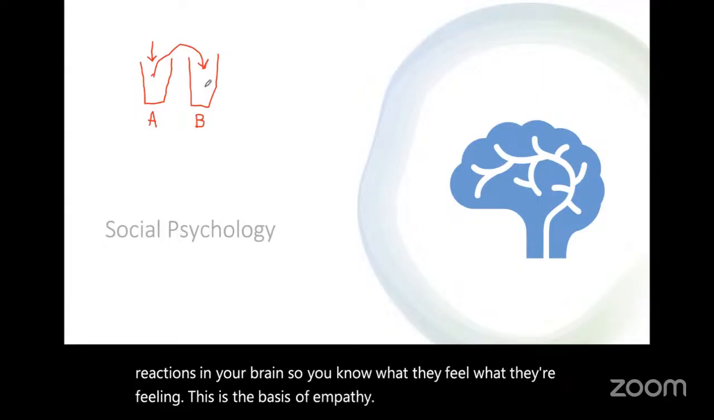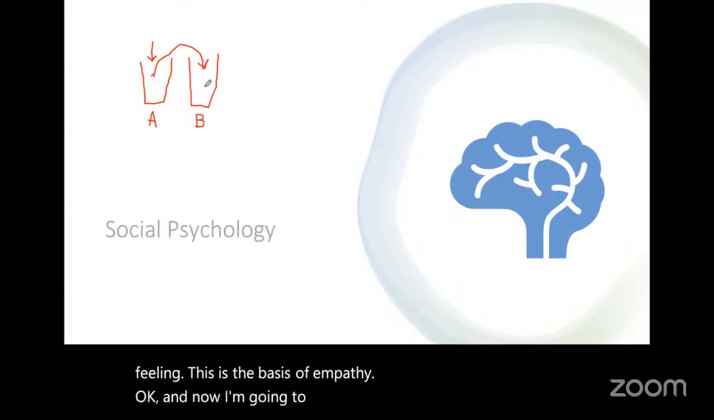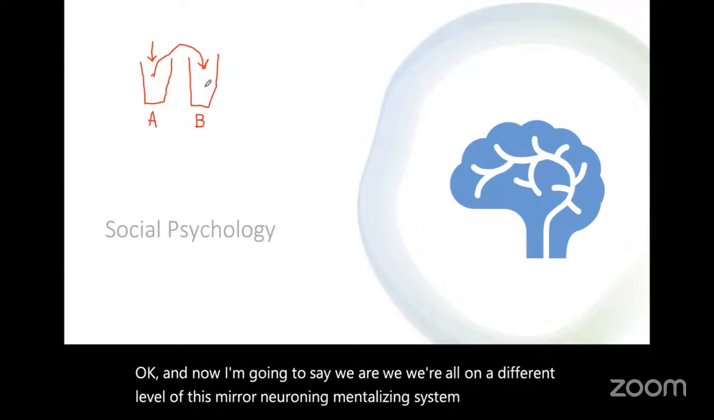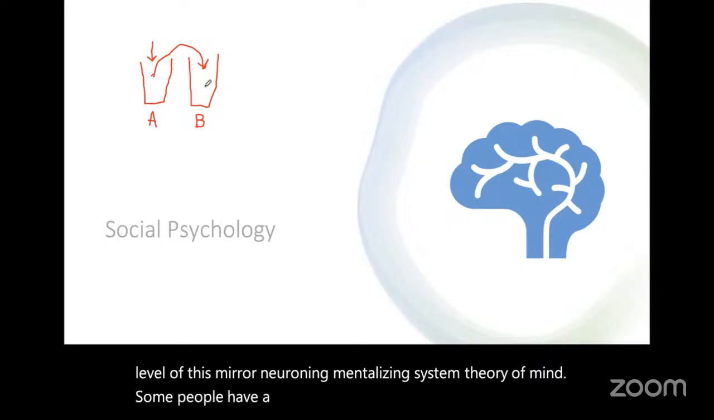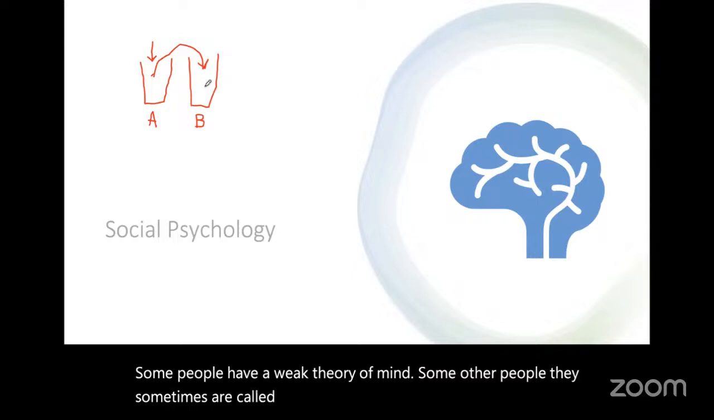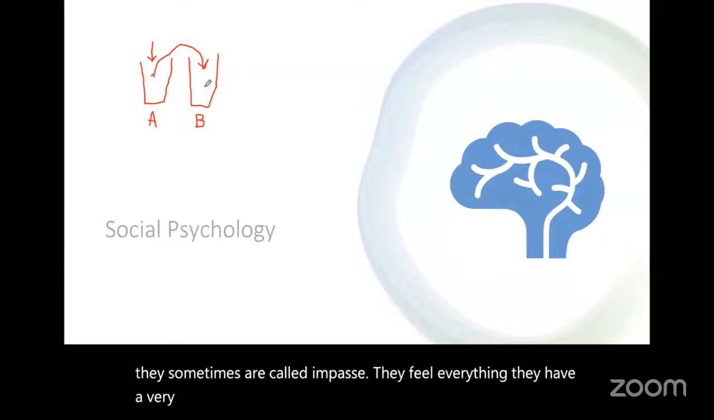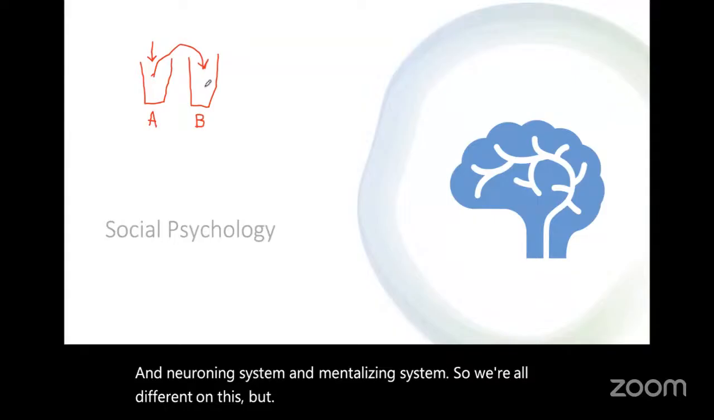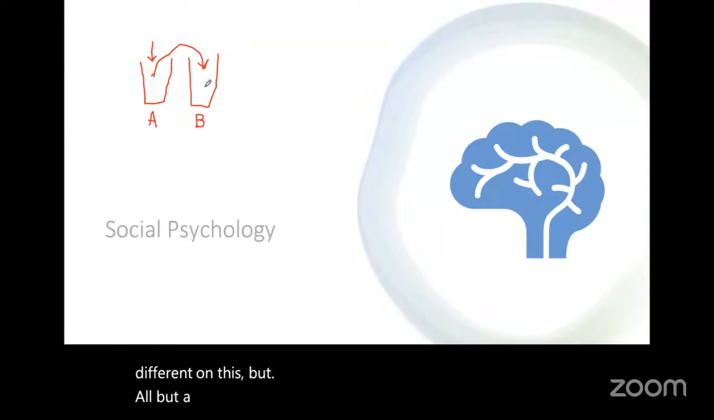Now I'm going to say we're all on a different level of this mirror neuron, mentalizing system, theory of mind. Some people have a weak theory of mind. Some other people, sometimes they're called empaths, feel everything. They have a very strong theory of mind system and mirror neuron system and mentalizing system. So we're all different on this, but all but a few people have the system.